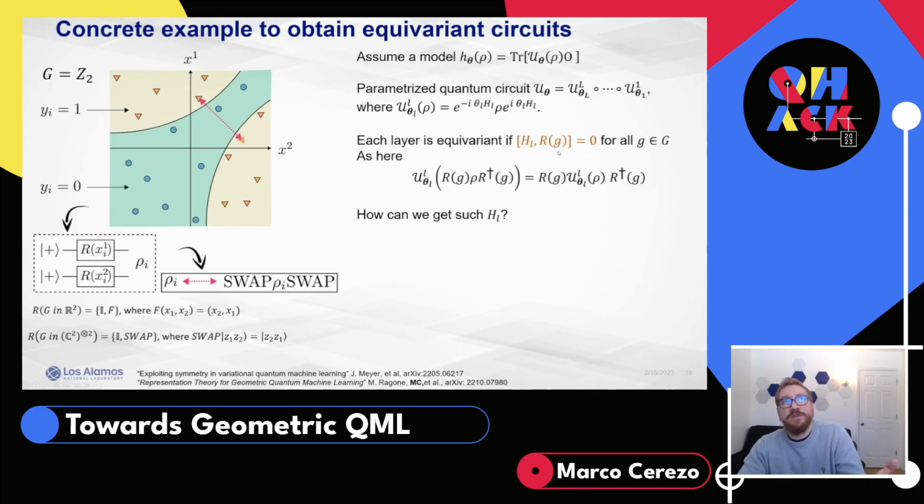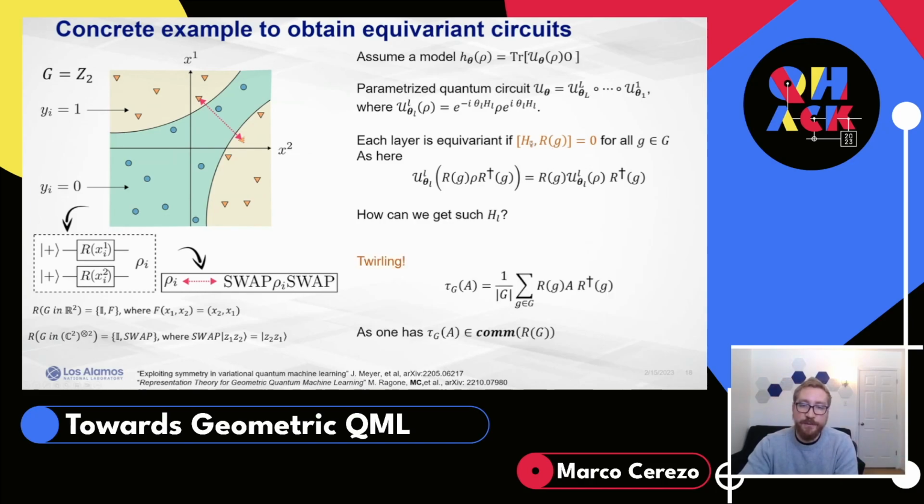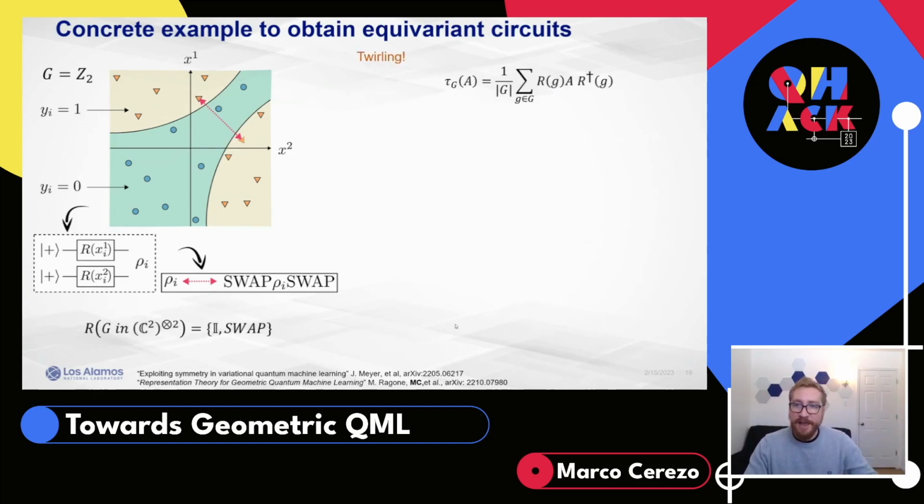And we've already said characterizing the commutant might be hard. How can we get such a Hermitian operator? Well, you can do this thing that is called twirling. If I give you a group G, you just take an operator A and you apply the action of every element in your group, to the left and to the right dagger, and you make a summation, right? And what's pretty cool is that this operator, once I twirl it over the group, belongs to the commutant.